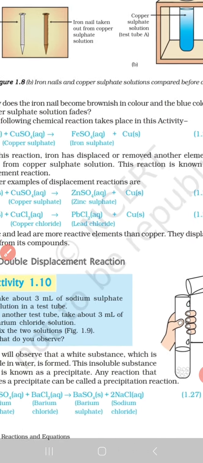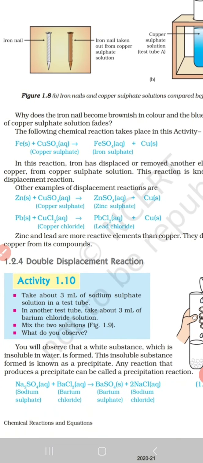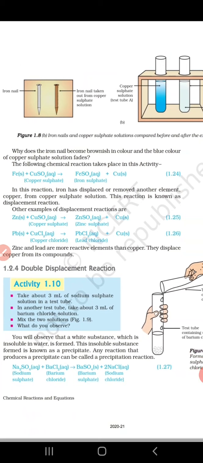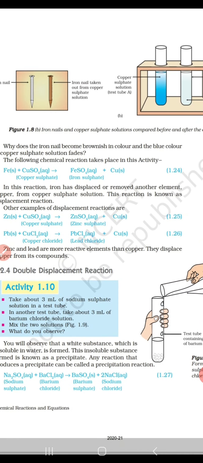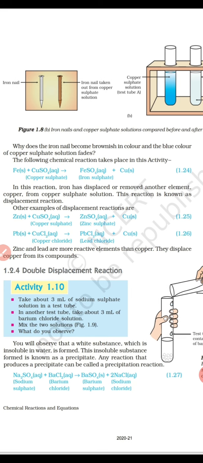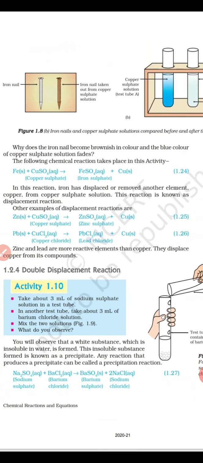Now let's move to our next one, that is double displacement reaction. First of all, the definition of the double displacement reaction. In the double displacement reaction, two compounds exchange their ions to form two new compounds. Two compounds exchange their ions to form new compounds.